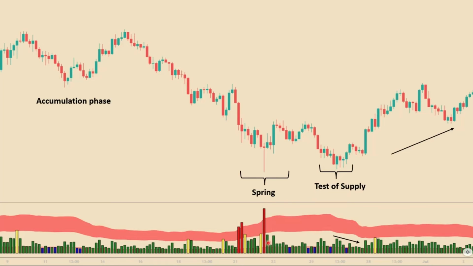We can also see the volume is much higher during the spring on average, whereas the volume is declining during the test of supply. Once the test was passed, we can see that the price was moved higher onto the markup phase. Now, if we're looking to take a long trade during this market test, we might be looking to set our stop just below the bottom of the spring. This stop being hit would mean the test of supply had failed, when we would then want to wait for another market test to be successful.